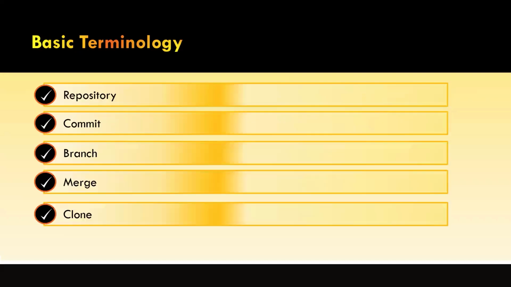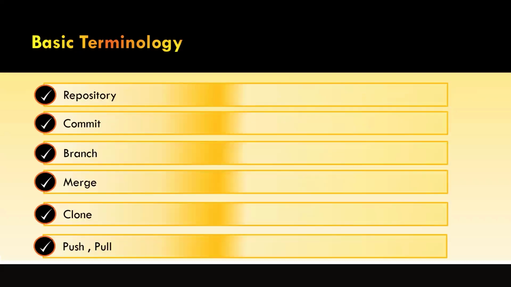These are the basic terminologies when it comes to version control software, and you should be aware of them. Repository: you have two types of repository, a local repository and a remote repository. And commit. What is a commit? And what is a branch?